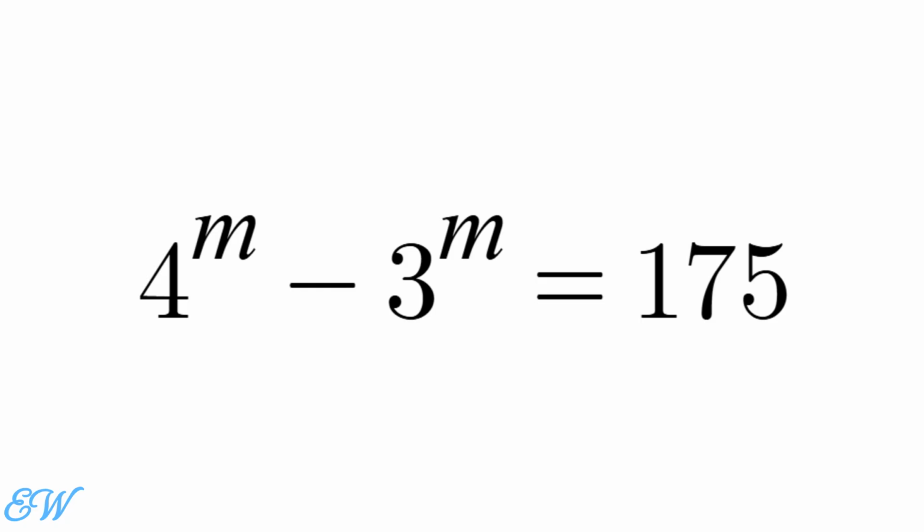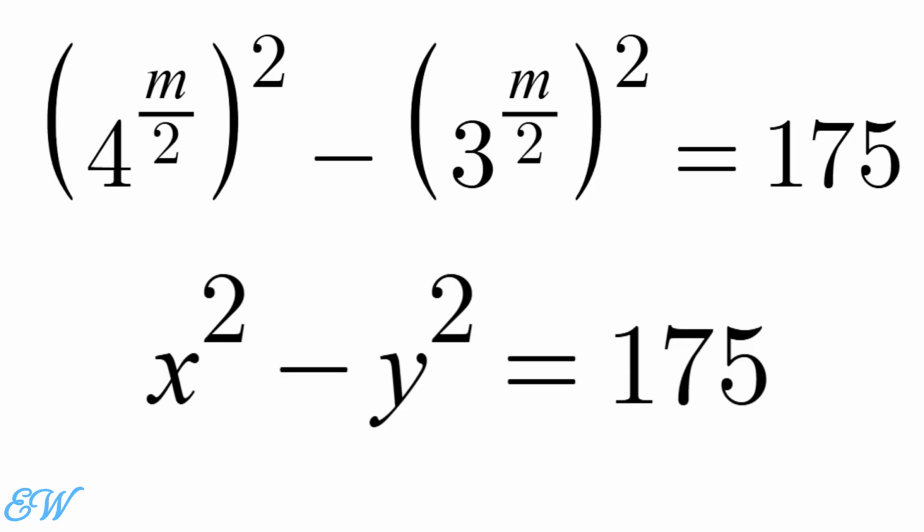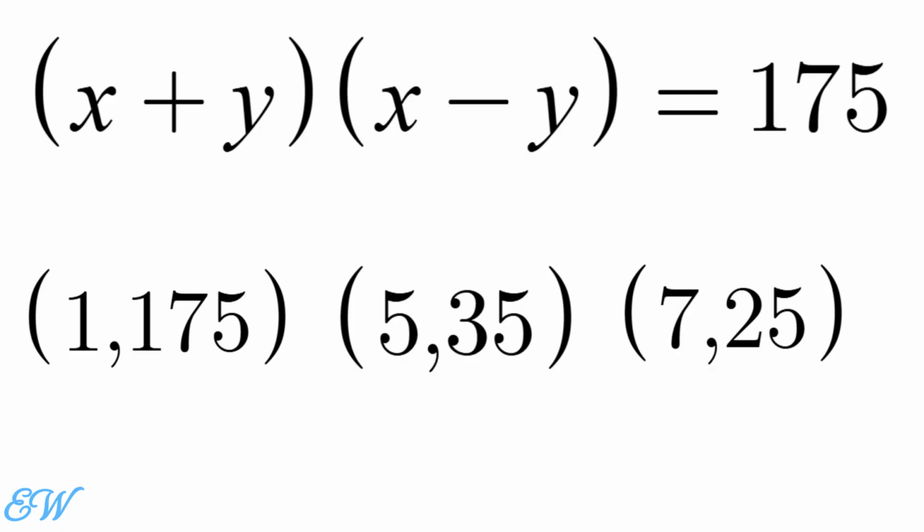So now we have another similar equation. 4 to the m minus 3 to the m is equal to 175. I'll give you guys some time to try to solve this. So we just use the same method that we used before. So 4 to the m over 2 squared minus 3 to the m over 2 squared is equal to 175. Then we substitute x and y for those values. So x squared minus y squared is equal to 175. So then we get x plus y times x minus y is equal to 175.